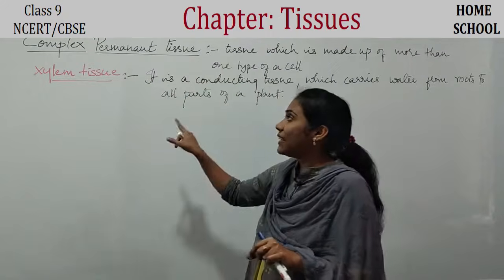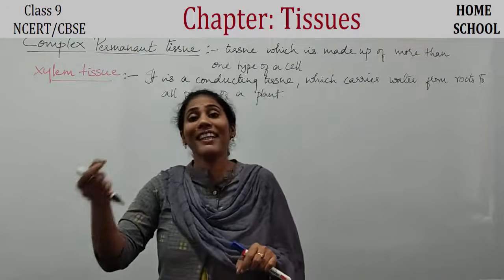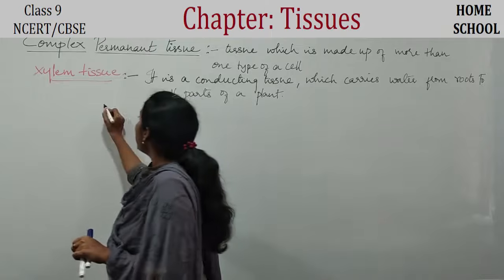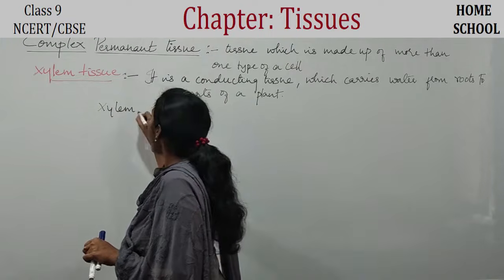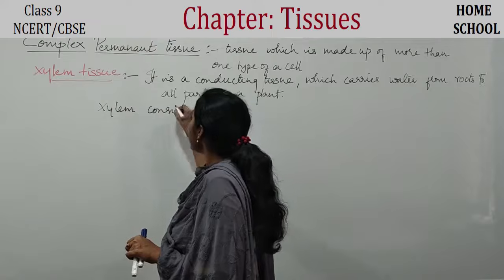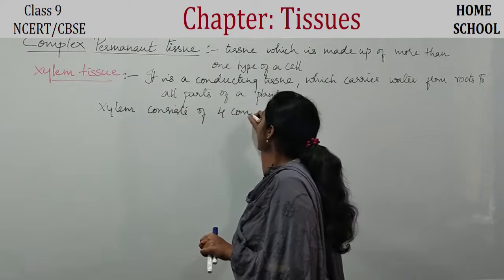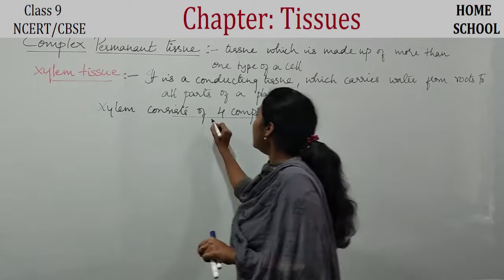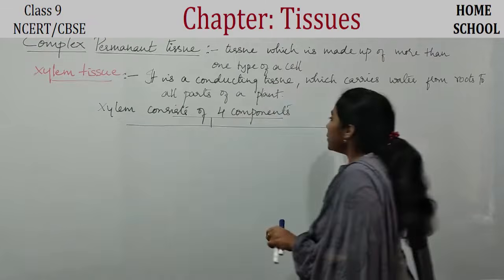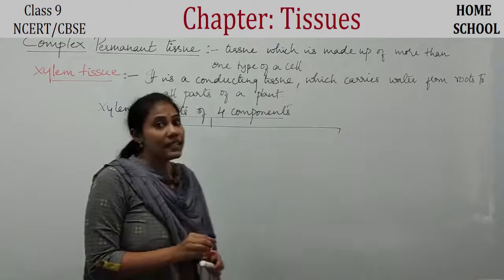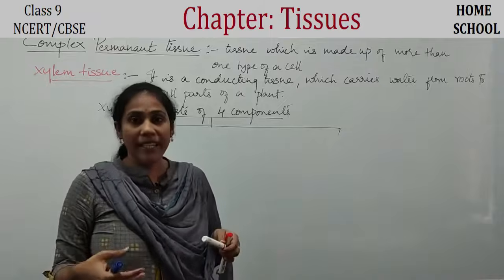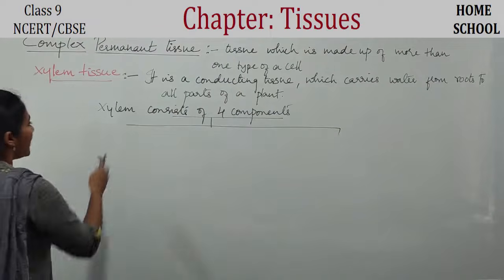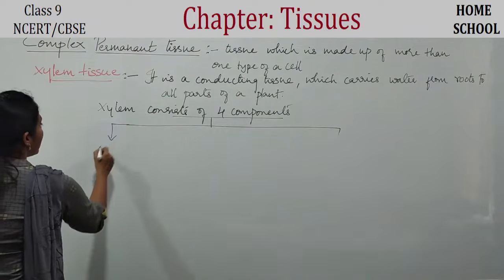Fine. Now let us talk about the different elements or components present in xylem. Clear? So xylem mainly consists of four components. Okay? So all the four components we are going to discuss. See, the first component, that means the first type of cell. In xylem, you have different types of cells actually. The first type of cell is called xylem vessels.